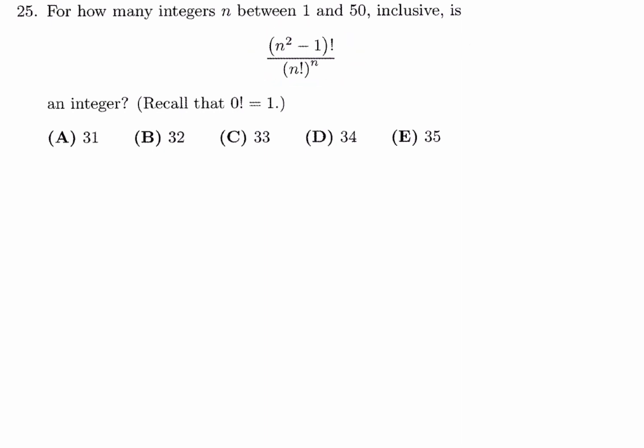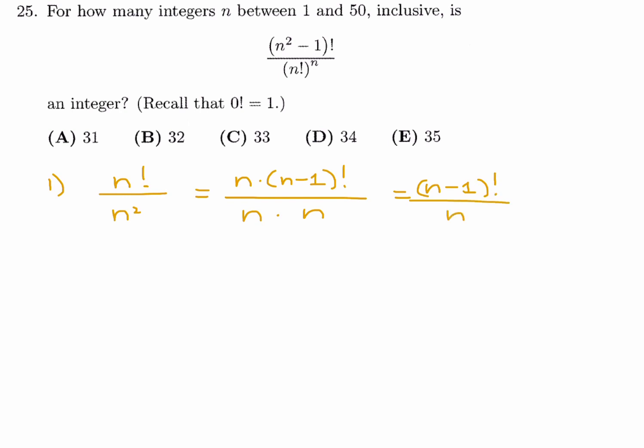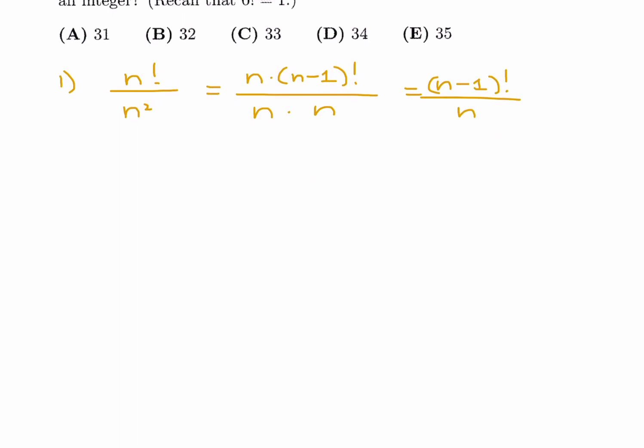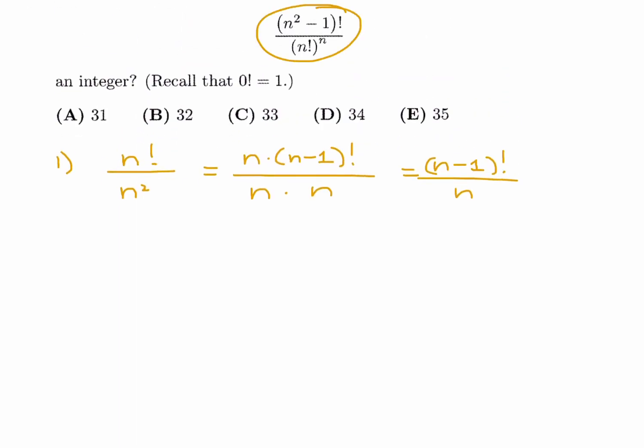Before I dive into this, I just want to mention, if you had n factorial over, say, n squared, well, you could write this as n times n minus 1 factorial, and then the bottom you can break up into n times n. These two n's would cancel, and it would leave you with just n minus 1 factorial over n. So with that in mind, now let's tackle this guy.